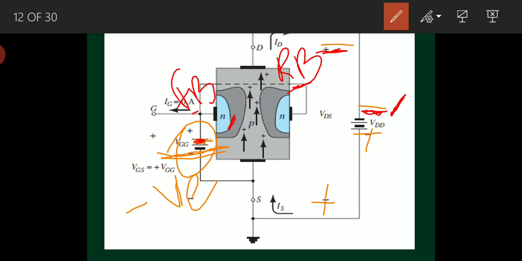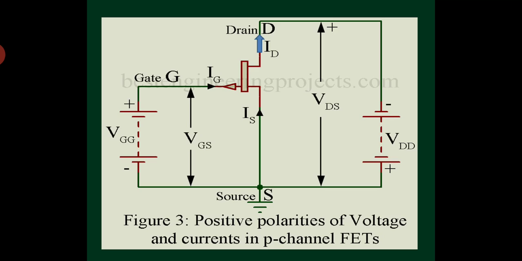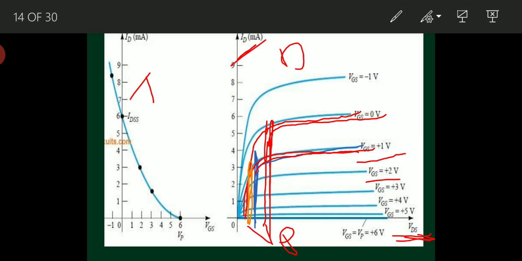So if I want pinch off condition here, I have to increase VDS much more. So what will happen? The graph will shift towards upside like this. This is the graph for VGS equal to minus 1 volt. So this is about drain characteristics.